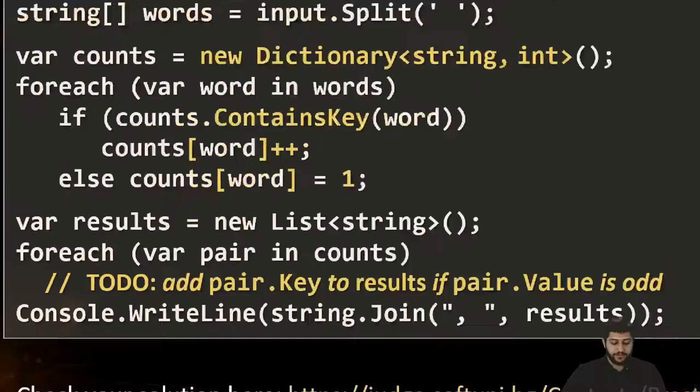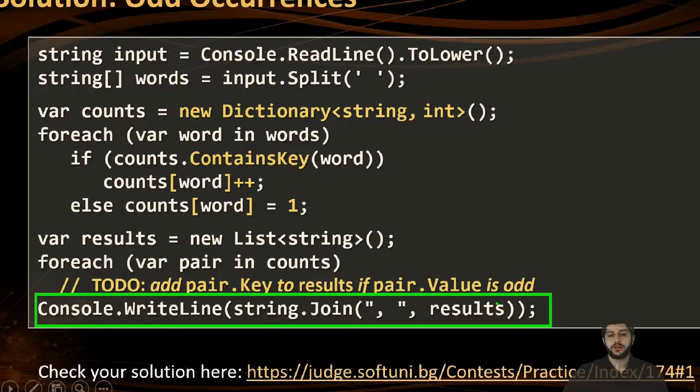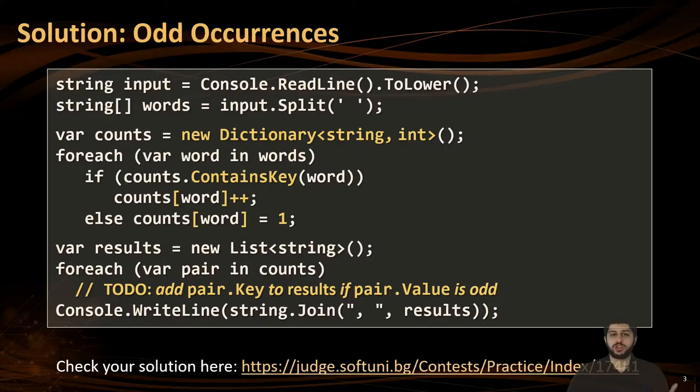And finally, we have the result. If the occurrence corresponding to the certain key is odd, we add it to this result list and we output the result list. So this is pretty much the same as the one we did. So our solution is pretty much the same. And we went through the same considerations as in this solution.